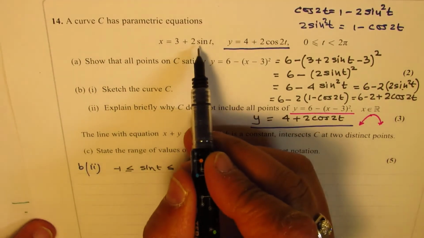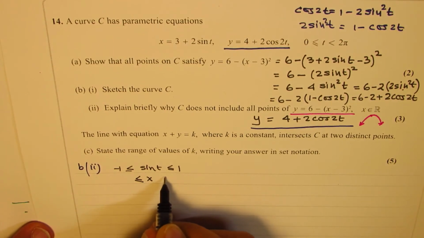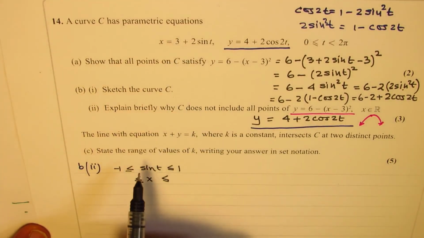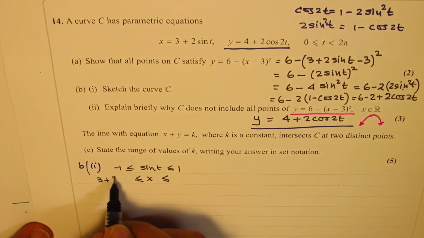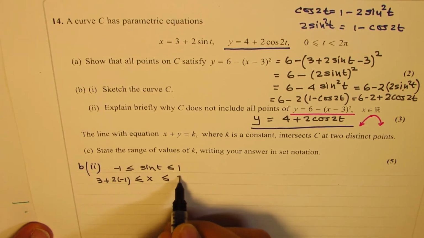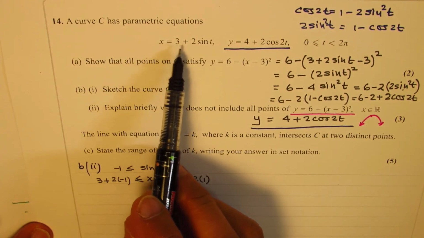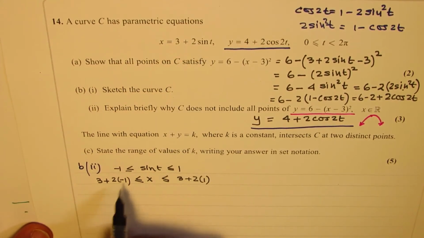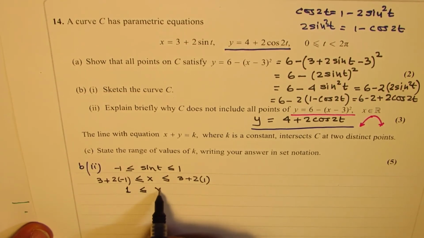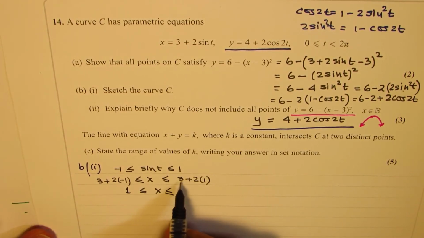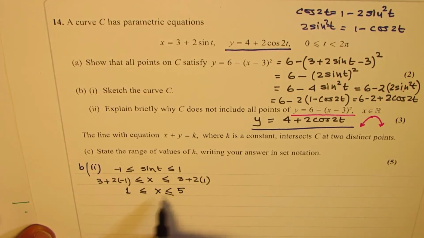So if I substitute that here, the value of x will be in between what? 3 plus 2 times minus 1 and 3 plus 2 times plus 1, since x is 3 plus 2 times sine t. That gives 3 minus 2 as 1, and 3 plus 2 as 5. So x is restricted between 1 and 5, both included.